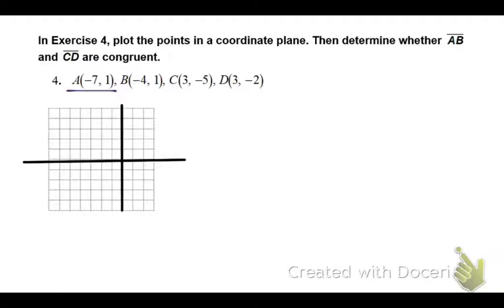So I'm going to plot my points. We've got -7, so to the left 7, and then up 1. Make sure you put the letters with it so that you know what to connect. So we've got -7, up 1. And then B is -4, so 1, 2, 3, 4, up 1. That is a segment, segment AB, so we connect the dots. C is 3 over 3 down 5. And then D is 3 down 2.